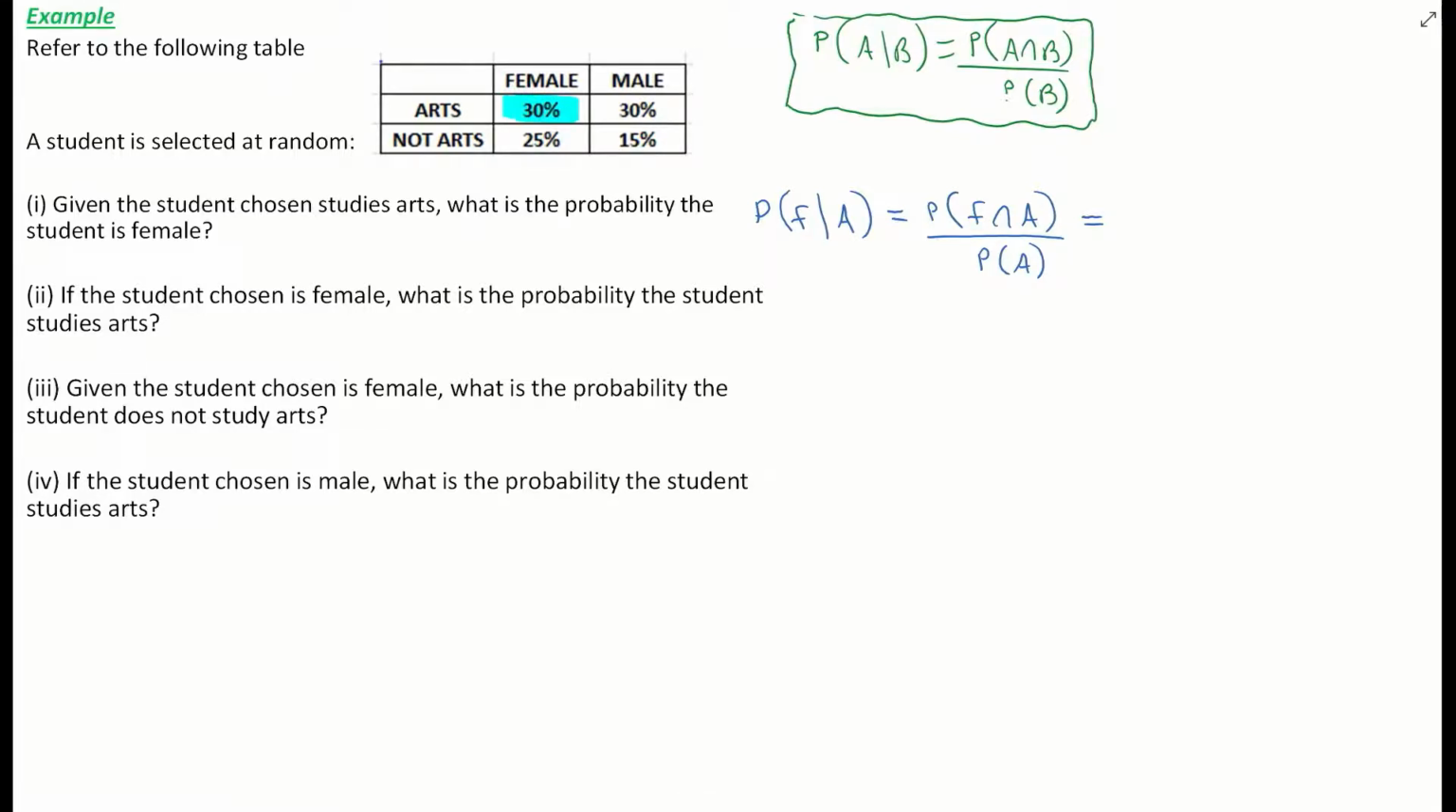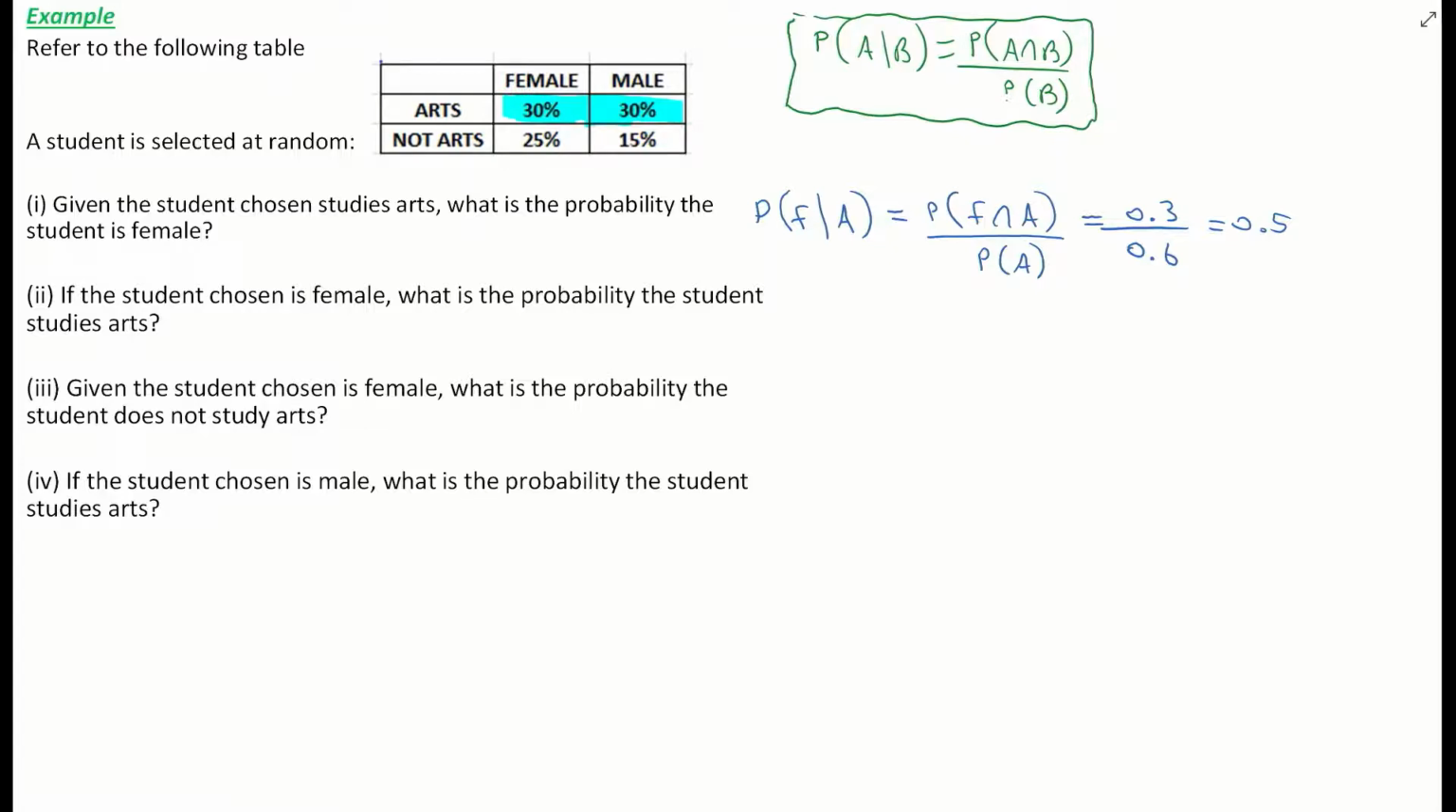So I'm going to turn these into decimals. So that's giving me 0.3 all over the probability of arts. And what proportion of all the students in this college study arts? Well, it's 30 and 30, which is 60. And if I simplify that, that is 1/2 or 0.5. So that basically means that the probability of picking a female given that they study arts is 50%.